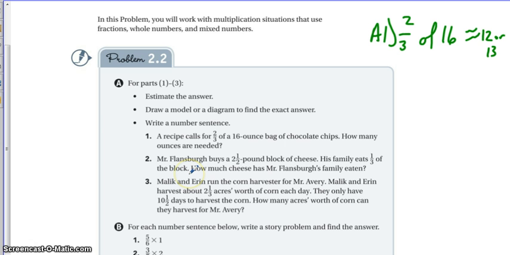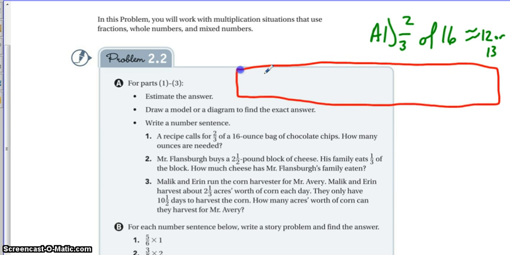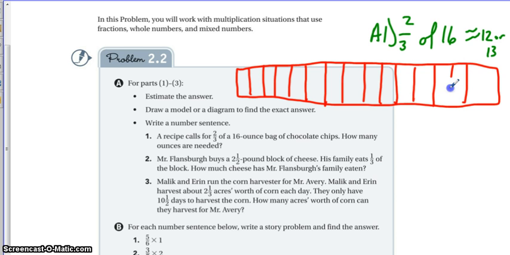Okay, so now what we're going to do is draw a model or diagram to find the exact answer. So what I'm going to do is draw a very long rectangle, and I'm going to divide this into 16 parts. So in half and half. So there's 4, and now each fourth gets cut in 4. So I have 1/4. There's 4, there's 8, 12, and 16. So there are 16 different rectangles here.